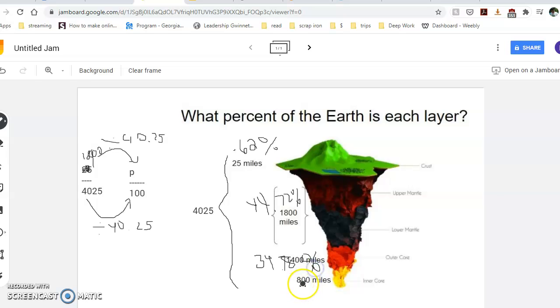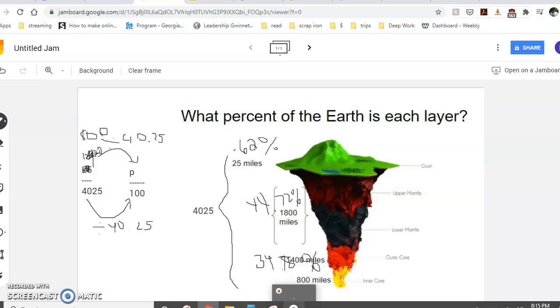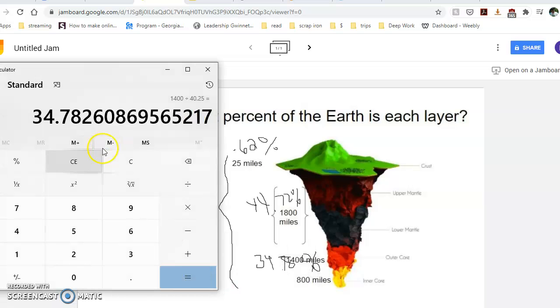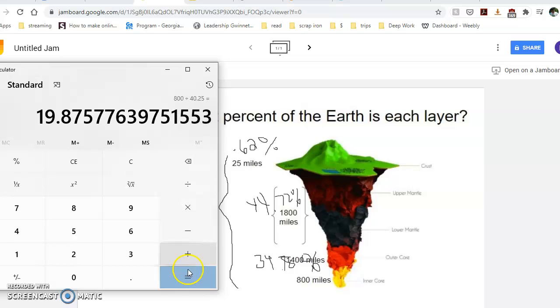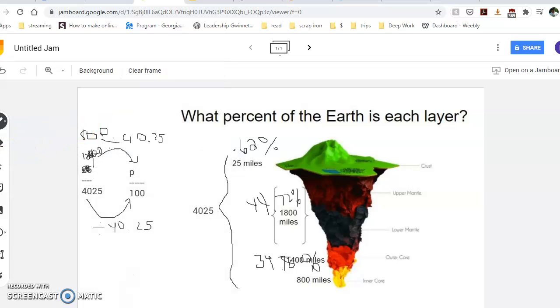Percent. And then the remaining part is the inner core. It is 800 miles. It's going to be quite a bit smaller, but still a substantial portion of the Earth is inner core. 800 divided by 40 and 2,500ths means the inner core is almost 20%. 19 and 88 hundredths percent.